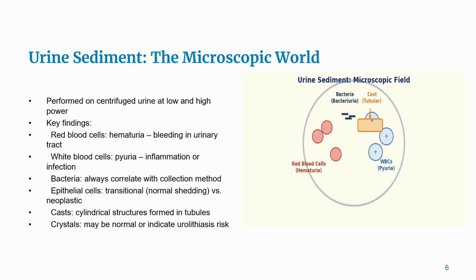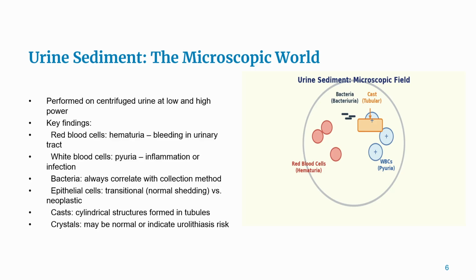The sediment is where the urinalysis really comes alive. When you spin urine down and look at the pellet under a microscope, you're looking at what's physically present in the urinary tract. Red blood cells mean bleeding somewhere. Could be the bladder, urethra, kidney, or even reproductive tract contamination in a free catch sample.